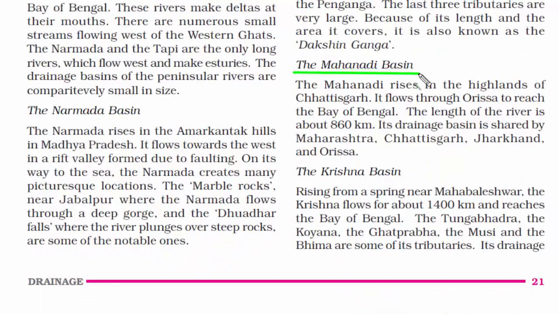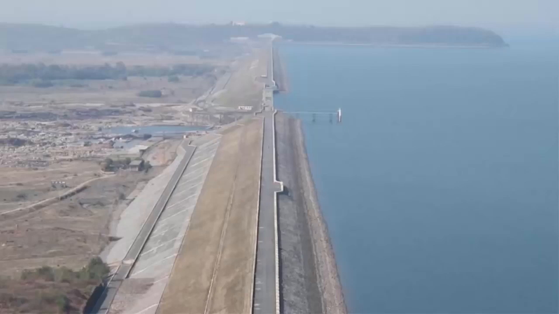Now let's read about the Mahanadi Basin. So this river rises in the highlands of Chhattisgarh, and it does not travel much. It just goes through Orissa and reaches Bay of Bengal. The famous Hirakud Dam is built on this river.